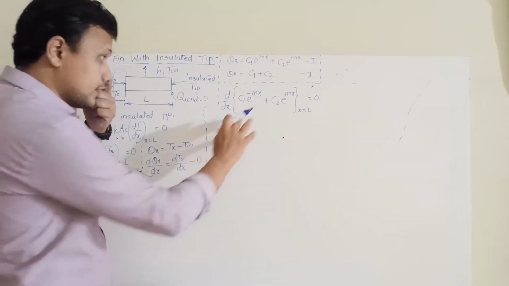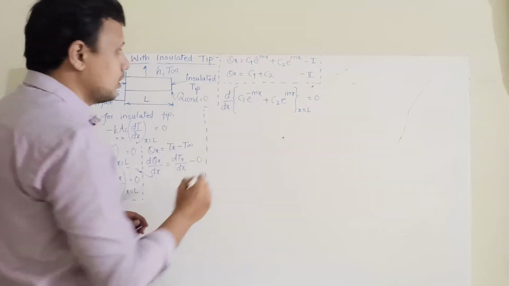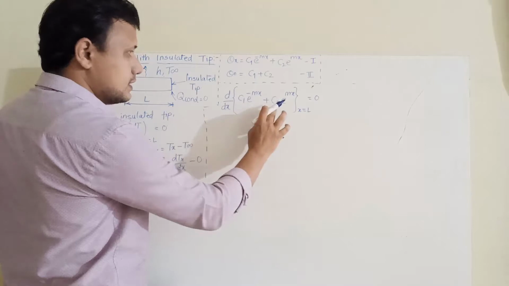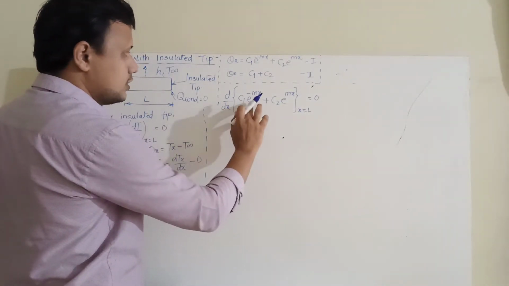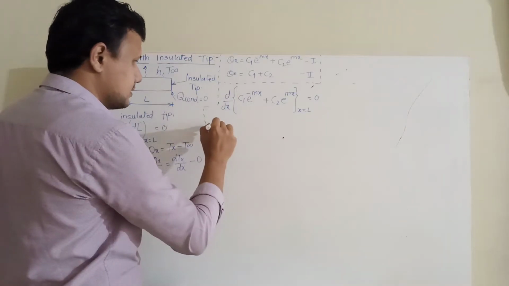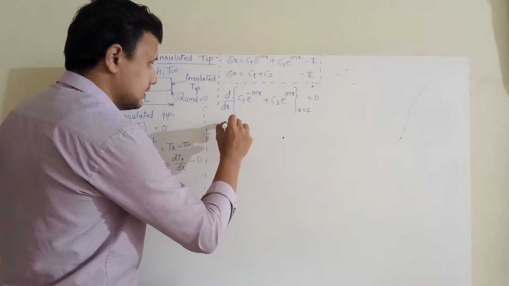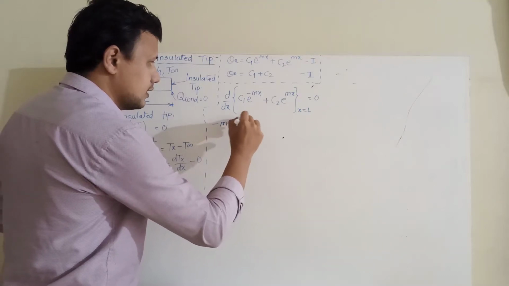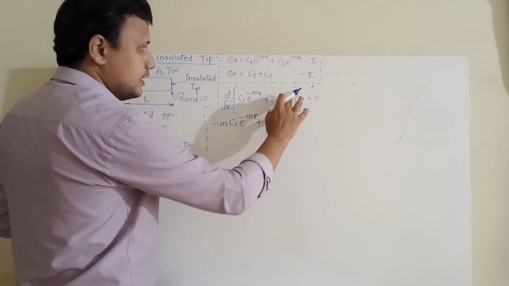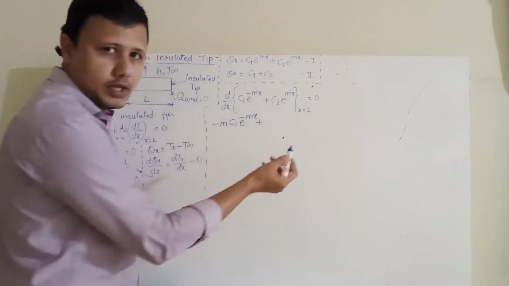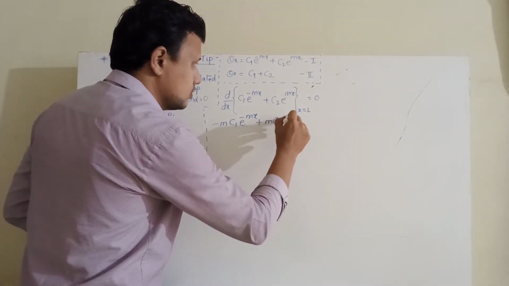So now we will differentiate this equation first, then we will substitute the value of L. So what we get, C1 is constant, C2 is constant. The differentiation of e raised to minus mx is minus m into e raised to minus mx. So I will write it like this: minus m c1 e raised to minus mx plus the differentiation of e raised to mx, which is m e raised to mx. So that will be m c2 e raised to mx.